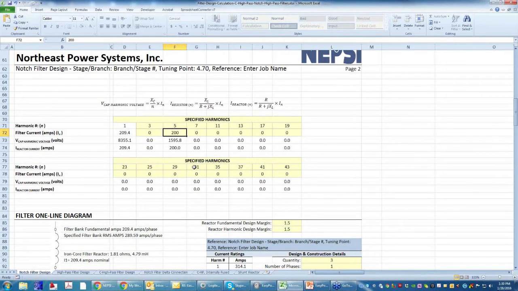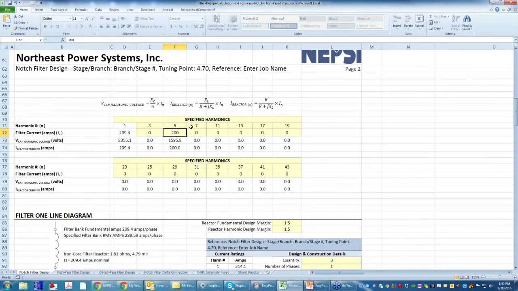The objective here is always to design harmonic filters that have a lot of margin, especially iron core filters, because you want to make sure that reactor has a lot of margin in it. If you have a reactor failure, it typically makes a pretty big mess. So it is best to design with a lot of margin. What you're striving for is a highly reliable harmonic filter system.